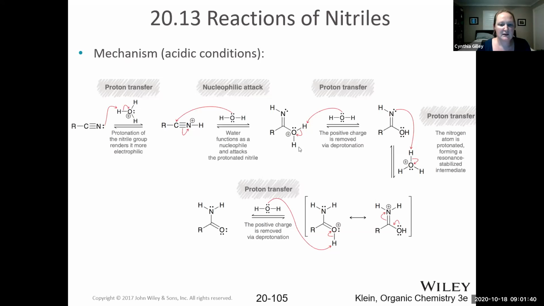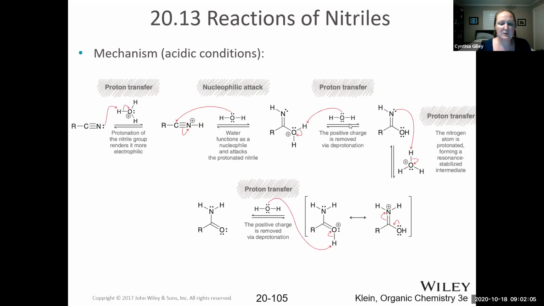Let's go back to the mechanism. So after water has done its nucleophilic attack, we get this intermediate. Again, notice that the intermediates have a positive charge. None of them have an oxygen with a negative charge, which would be very consistent with acidic conditions in terms of mechanisms. What we want to do now is essentially move a proton from the oxygen to the nitrogen.